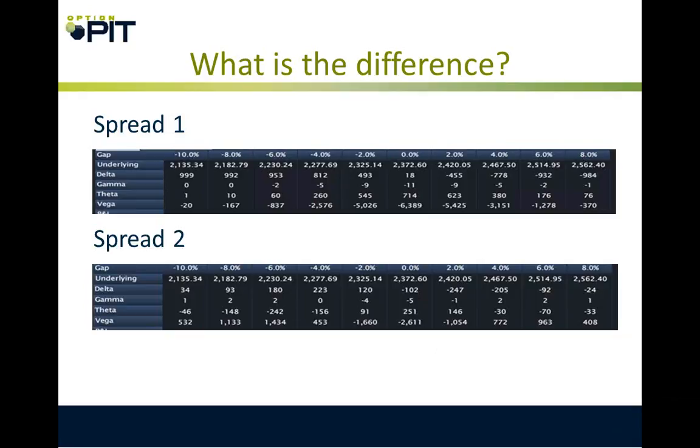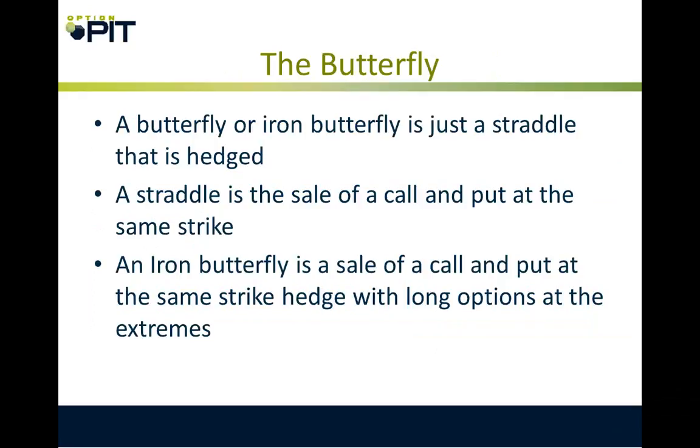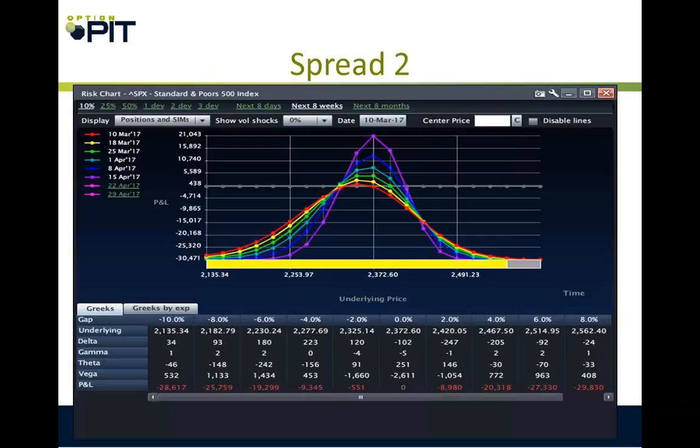Spread number 1, of course, is a short straddle, and spread number 2 is a butterfly. So really, an iron butterfly is just a straddle that is hedged. That's it. A straddle is a sale of a call and a put at the same strike. An iron butterfly is a call and a put sold at the same strike, hedged with long options at its extremes. It looks like that.